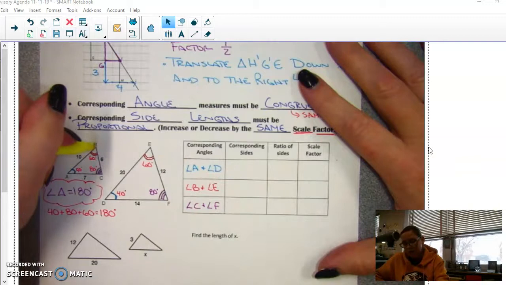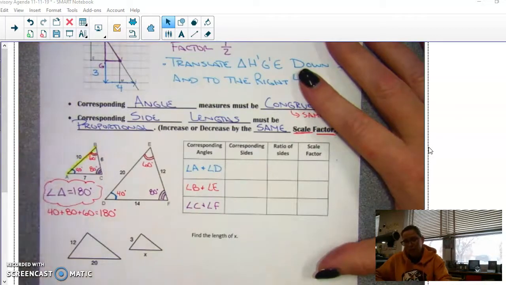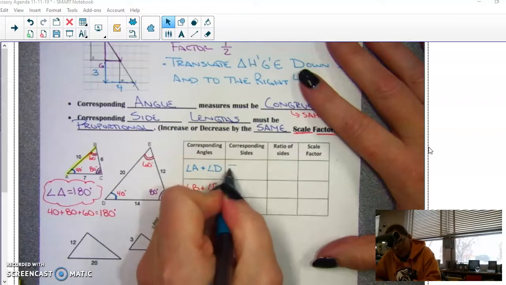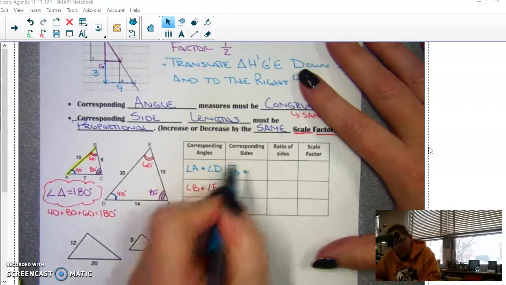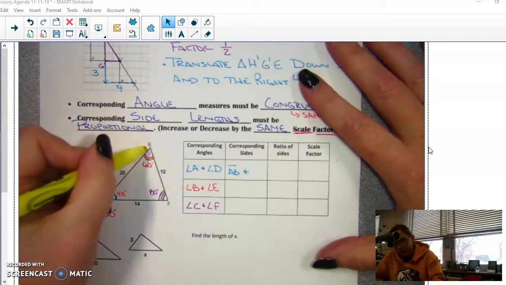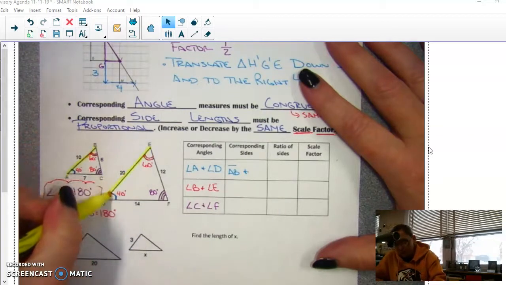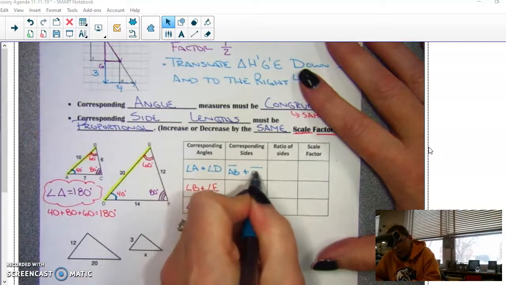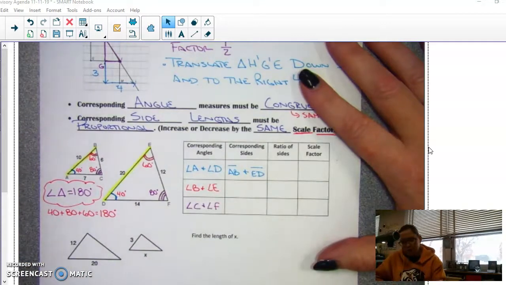So we have this side right here. So this would be side AB. And side AB would coincide, would be similar to side DE. Where is that side located on the opposite shape? They correspond to each other.